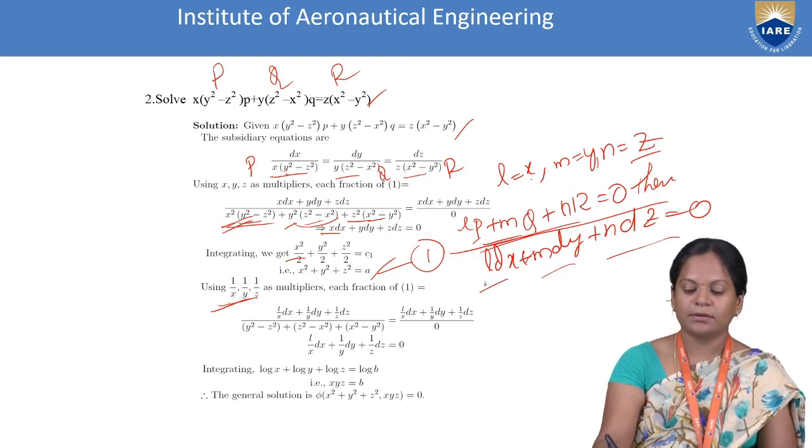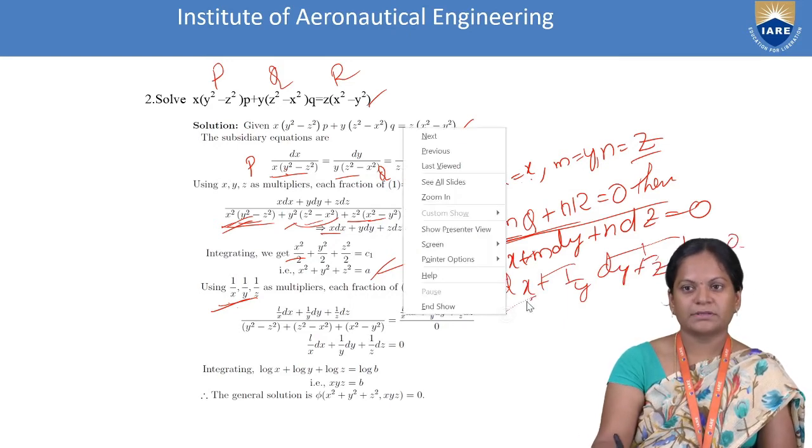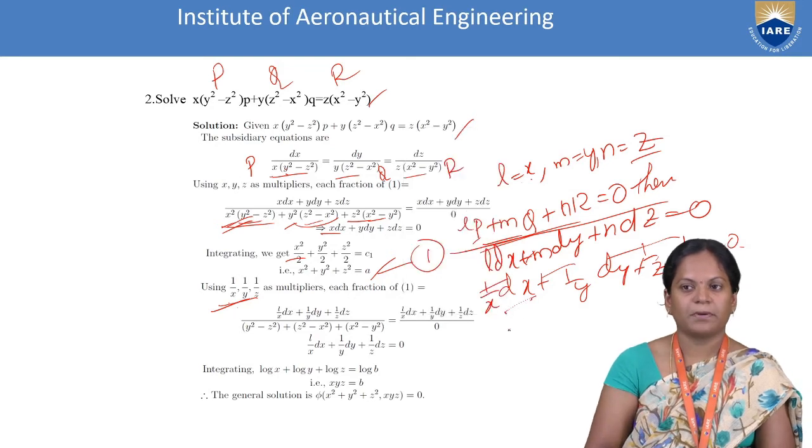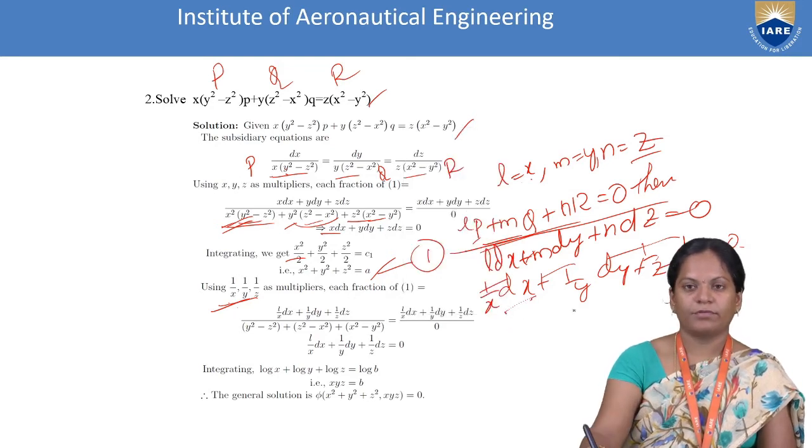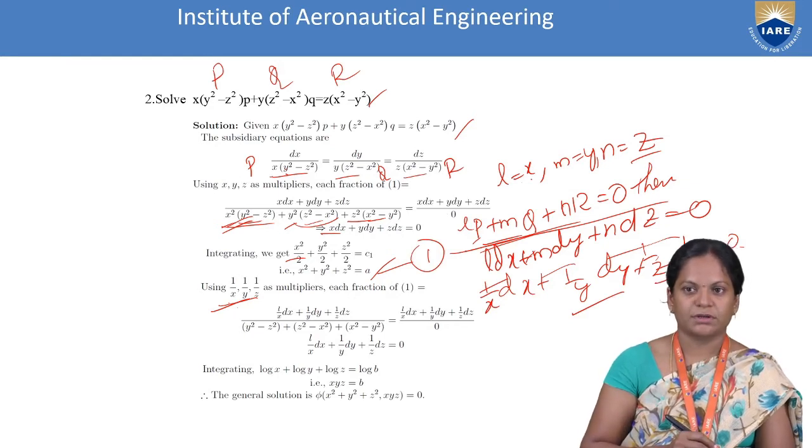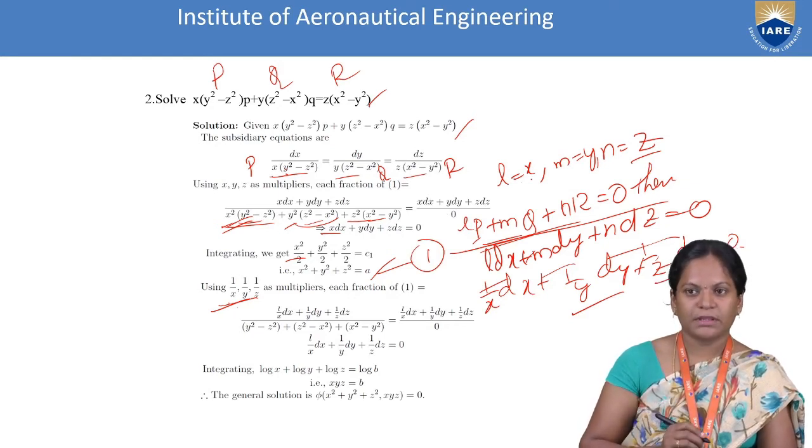So what is L here? 1 by x dx. What is M? 1 by y dy. And what is N? 1 by z dz equal to 0. Here we have integration with respect to x, and the function here is 1 by x. Similarly, y variable and y function, z variable and z function. So we can directly take the integration.